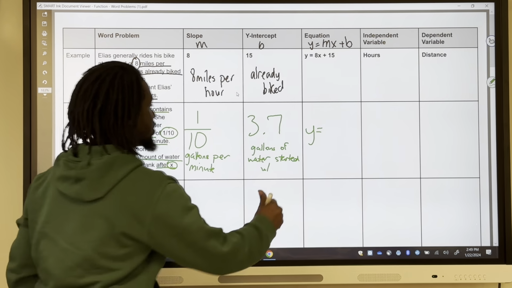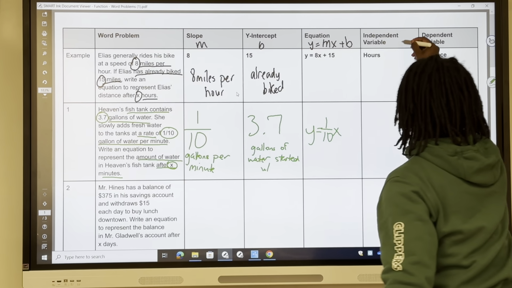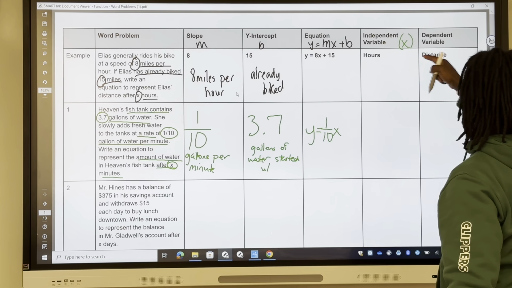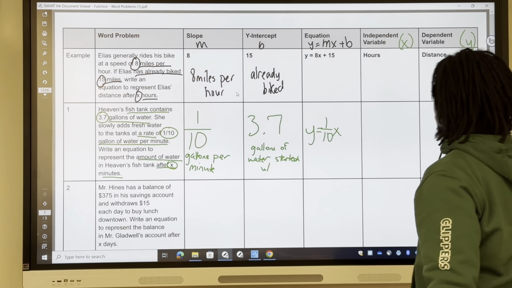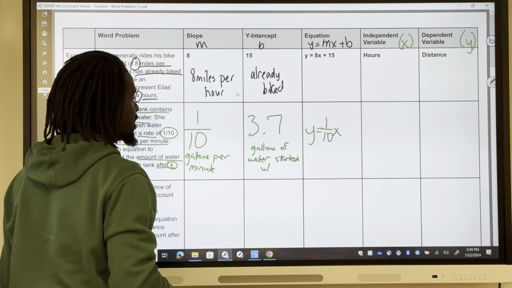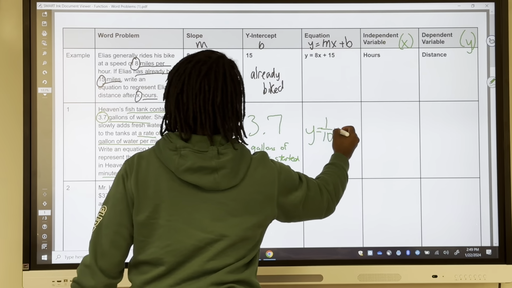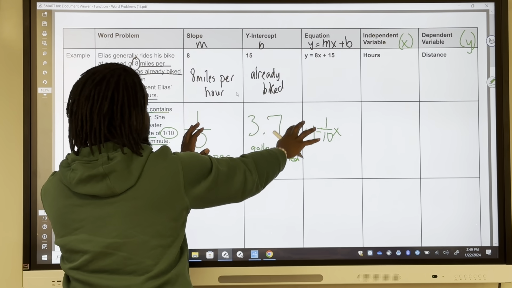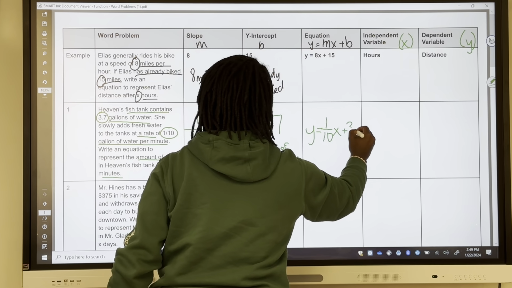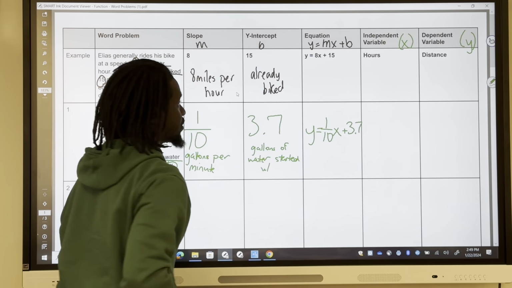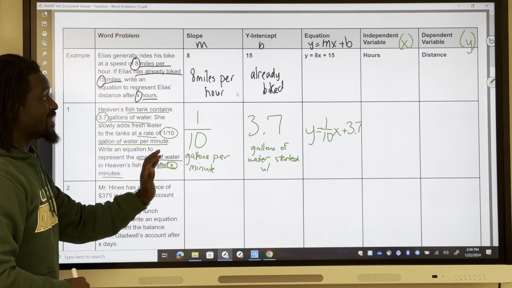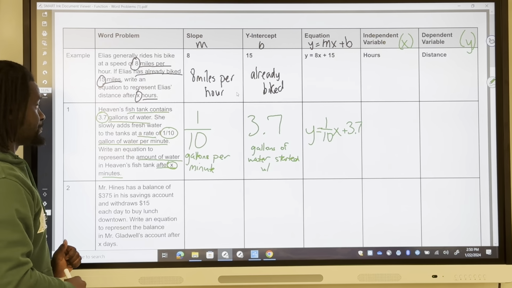and then the x. Okay, and again, it might be helpful to know that the independent variable is the x, the dependent variable is the y, okay? So y equals 1/10 x, then I'm going to put the plus the y-intercept, which is plus 3.7. And so that is my equation.